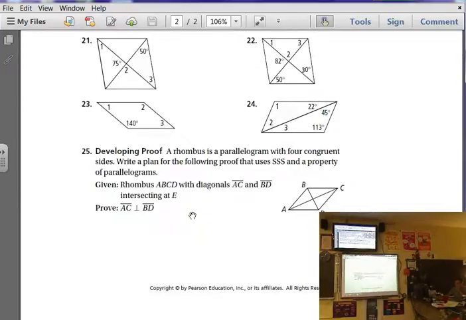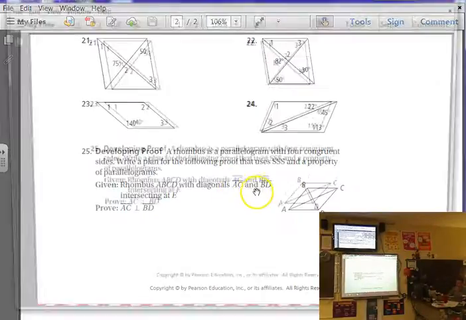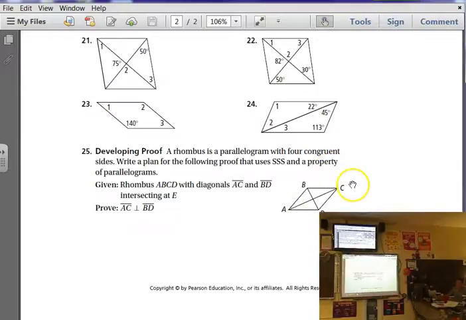Developing proof. A rhombus is a parallelogram with 4 congruent sides. Write a plan for the following proof that uses side, side, side, and a property of parallelograms. So it tells me AC and BD are intersecting at E. They're the diagonals. We also know that they bisect. But what we need to prove is that they're perpendicular to each other. We need to prove perpendicular. So one way that we could prove perpendicular is proving right triangles. But we don't have any lengths. So that would be kind of tough.